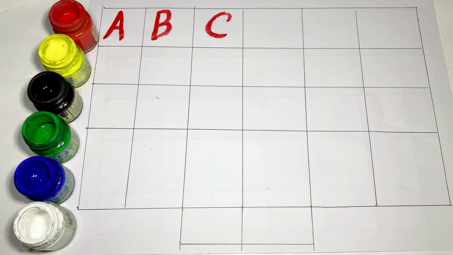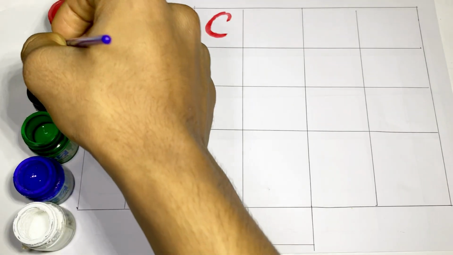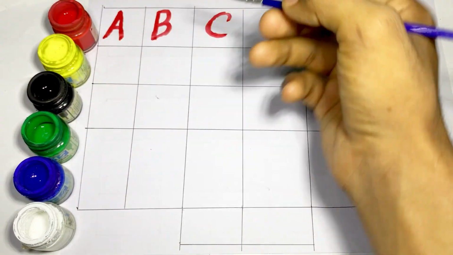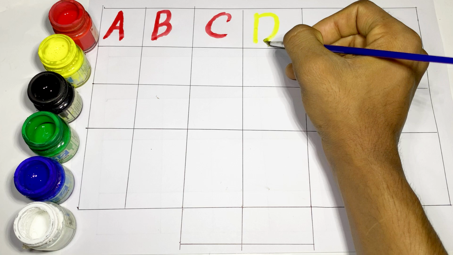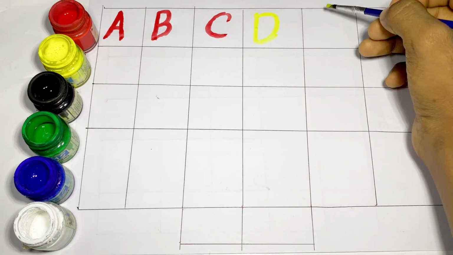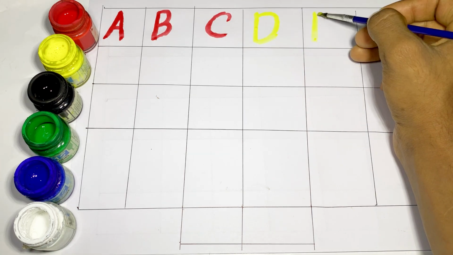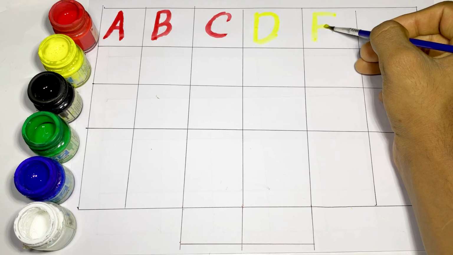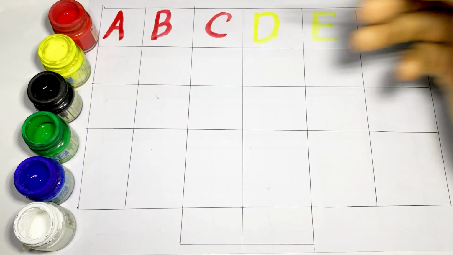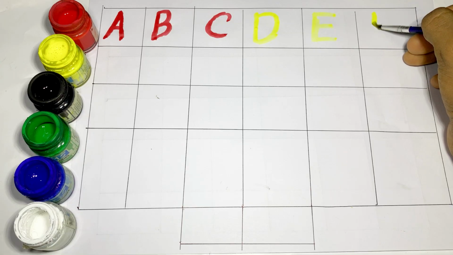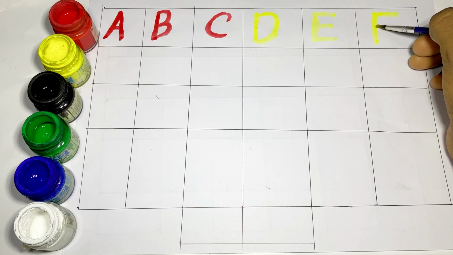Kids, now D. D for dog. D for doll. And use yellow color. The alphabets of D. E. E for egg. E for elephant. Kids, again use yellow color and draw F. F for fish. F for fan.